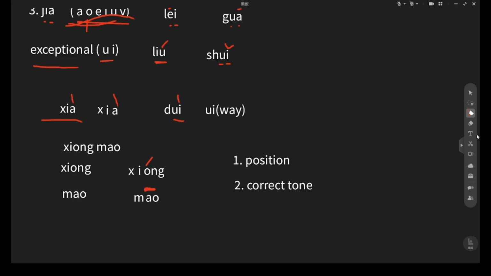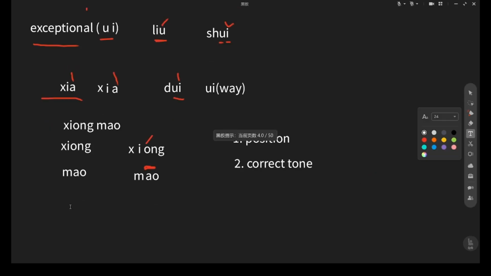Is it the correct tone? Okay. Not xiongmao with the third tone, okay? 熊猫, okay? Yeah, so let's see another one.